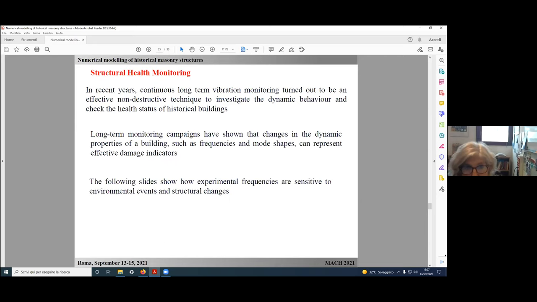So let us now consider structural health monitoring, which is crucial for the maintenance of historical buildings belonging to the cultural heritage.